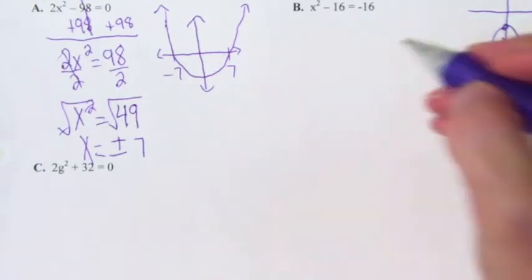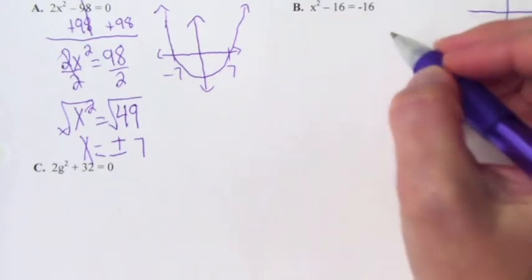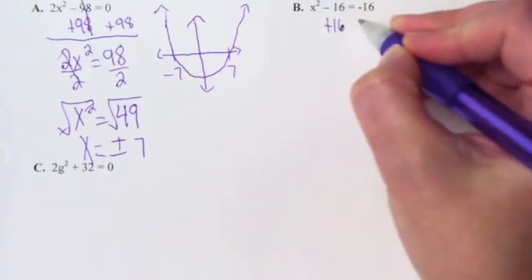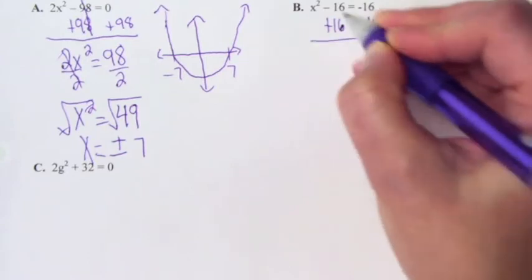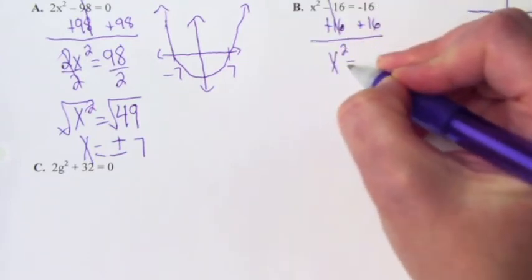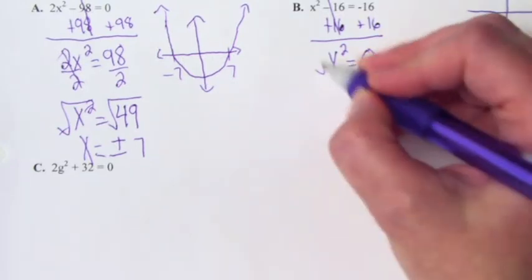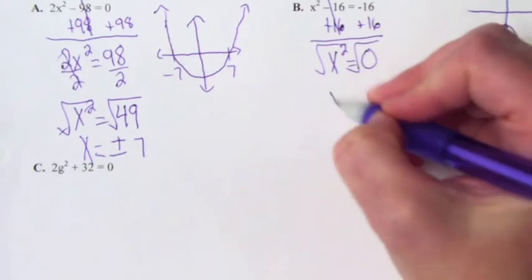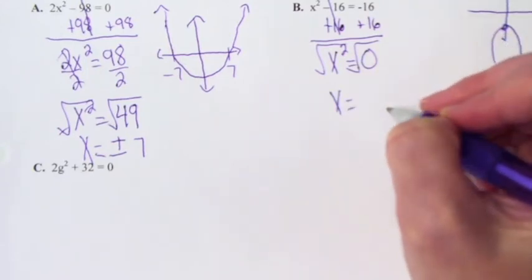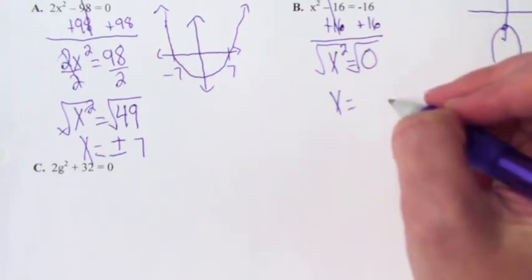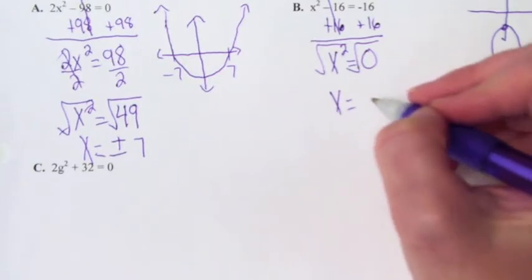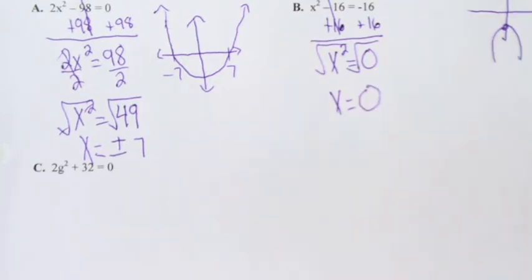Let's look at the next one. We want to get x squared by itself. So we're going to add 16 to both sides. And we get x squared equals 0, because negative 16 plus 16 is 0, right? And then we take the square root of both sides. So we get x equals, now in this case, it's 0. So we don't have a plus or minus 0, because 0 is just 0. So we have one solution, and it's x equals 0.